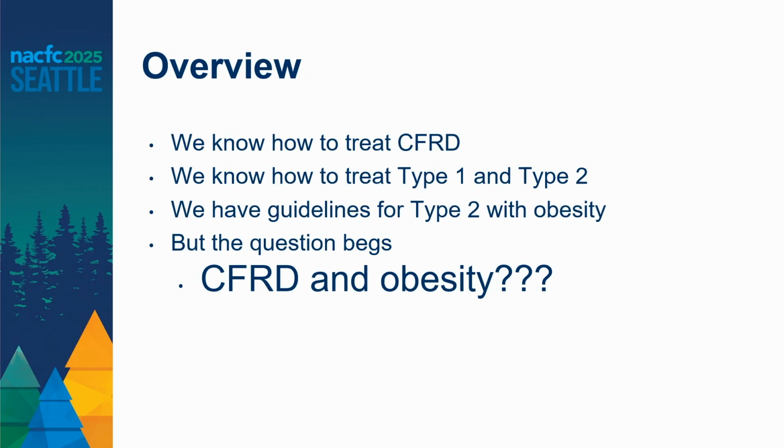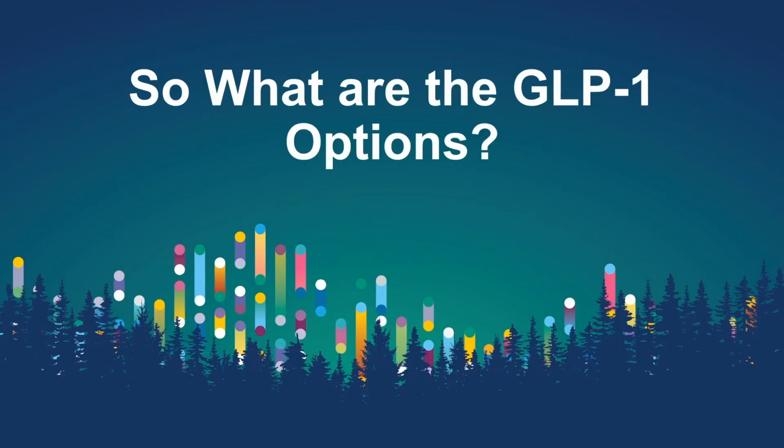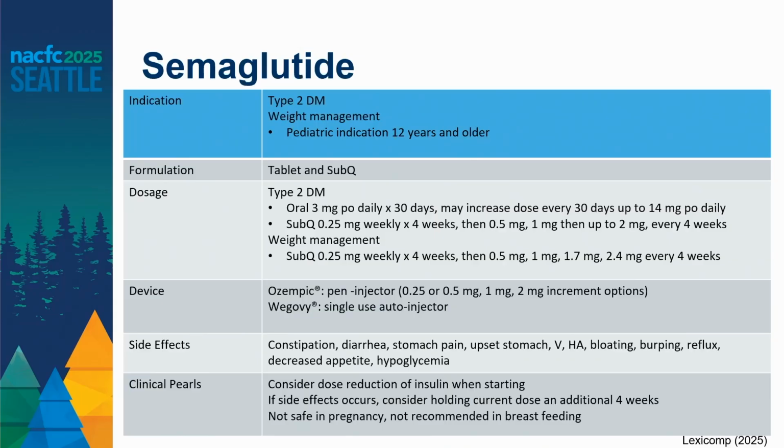But the question begs, what do we do with cystic fibrosis related diabetes and obesity, with highly effective modulator therapy and our patients changing their body habitus? So we know CF patients have low levels of GLP. We have highly effective modulator therapy, and they're basically increasing their BMI. So what are the GLP options?